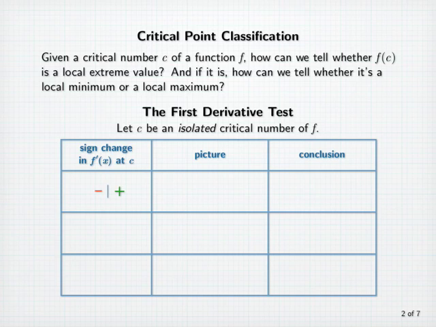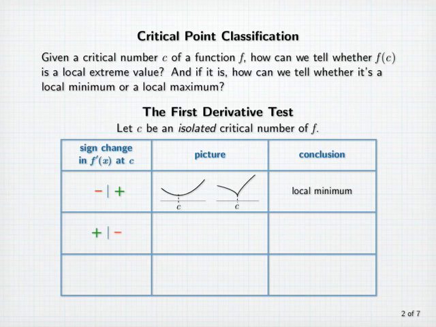If f prime of x changes from negative to positive at c, then f of x is decreasing on the left of c and increasing on the right of c, and its graph might look something like one of these two pictures here. So we can conclude that f of c is a local minimum value.